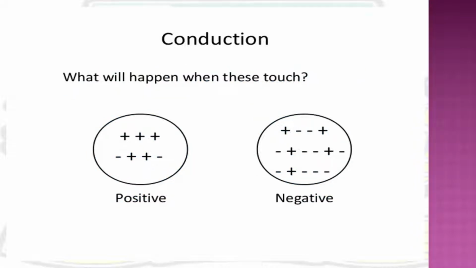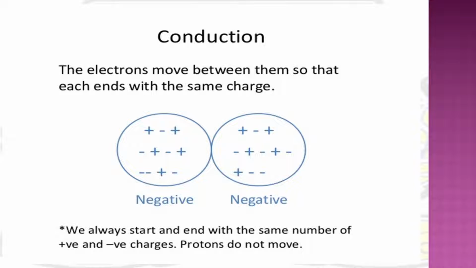Now what will happen when these touch? You can see the two objects here. One has an amount of positive charge and the other has an amount of negative charge. Think about what will happen when these touch. The electrons move between them so that each ends with the same charge. Keep in mind, students, that we always start and end with the same number of positive and negative charges, and protons do not move.